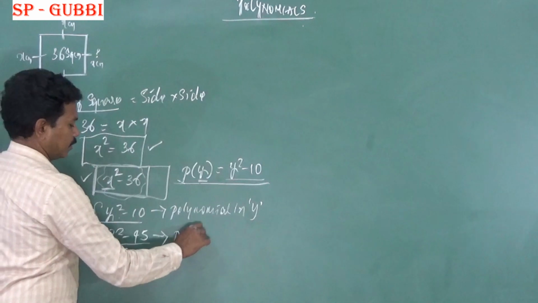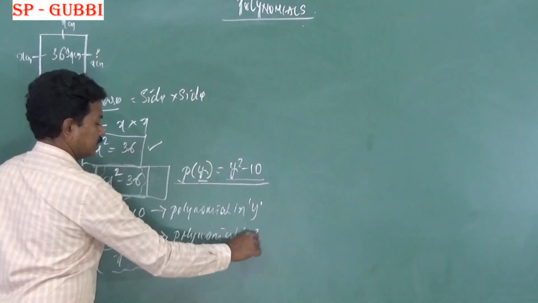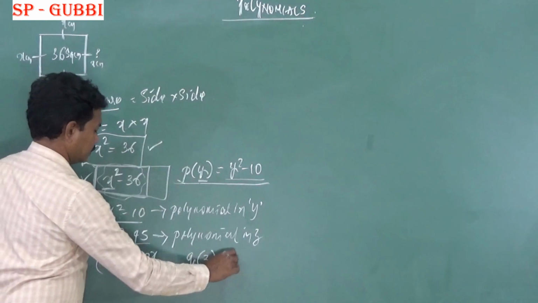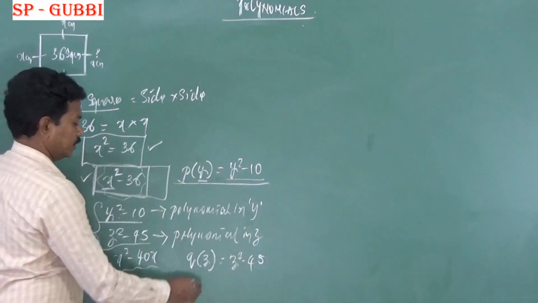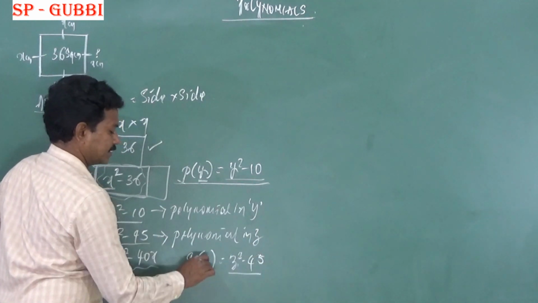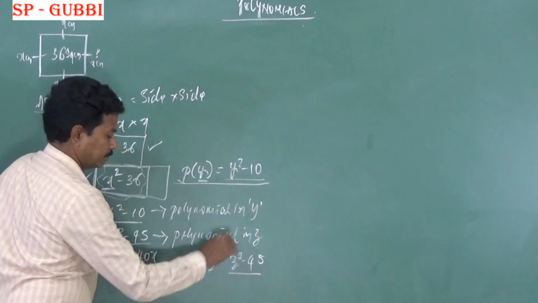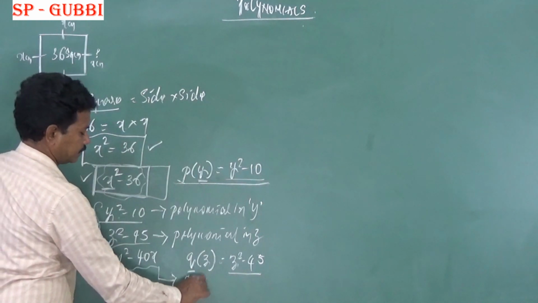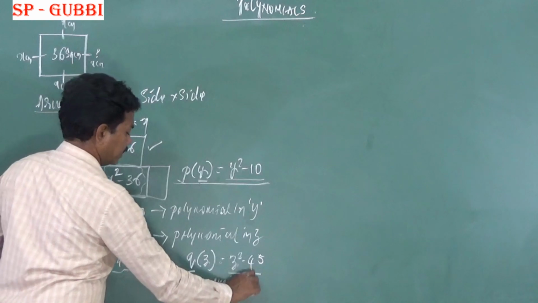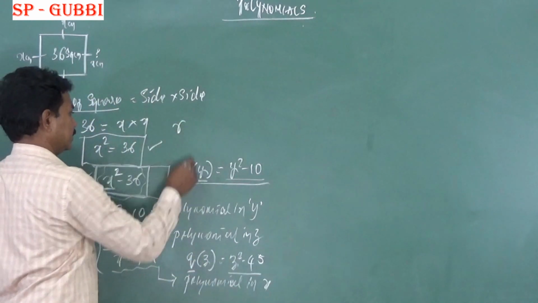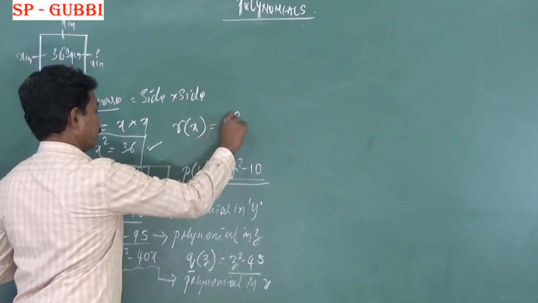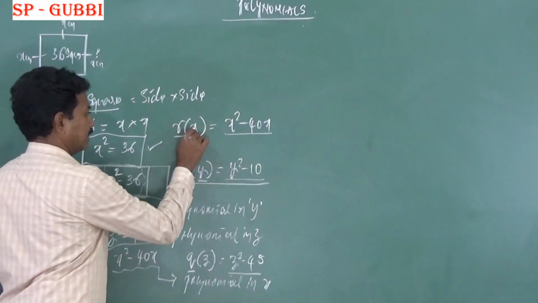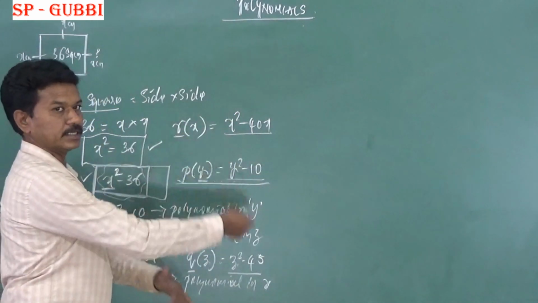It's a polynomial in z. This can be written as q of z is equal to z square minus 45. Here q represents the name of the polynomial and z represents the variable involved inside the polynomial. Then it is x square minus 40x, a polynomial in x. This can also be given a name like this: r of x is equal to x square minus 40x. Here r represents the name of this polynomial and x represents the variable involved in that polynomial.